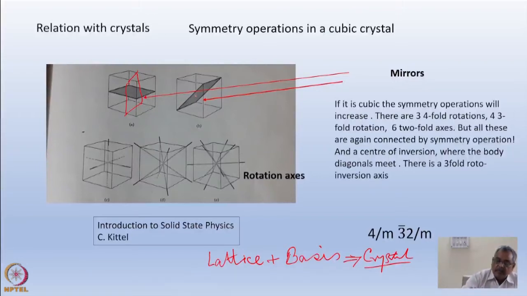If you join these opposite edges, there are three fourfold rotation axes: 1, 2, 3. Then there are four threefold rotation axes, if I go along the body diagonals. So three fourfold rotation axes, and four threefold, because there are 8 corners; adding them in pairs, you get 4. So the number of threefold axes is 4.